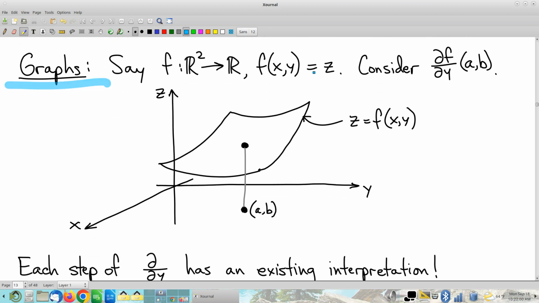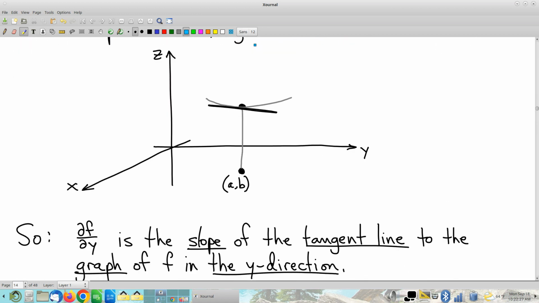Keep in mind what a graph is. A graph is the picture that you get by forming the equation where you set the value of the function equal to a new variable. In that specific context, we thought about how you compute a partial derivative and what those steps look like geometrically. I won't repeat all that, but the punchline was that if you're taking a partial derivative with respect to y, then we're going to look in the y direction.